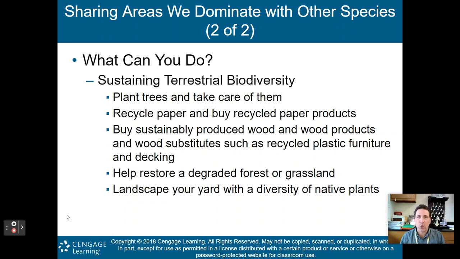It sounds like a broken record, but obviously it's very important if you keep hearing it over and over again. Help restore a degraded forest or grassland yourself and landscape your yard with a diversity of native plants.